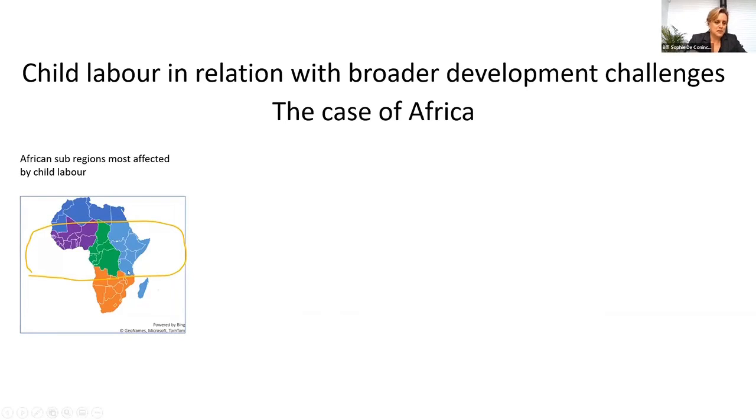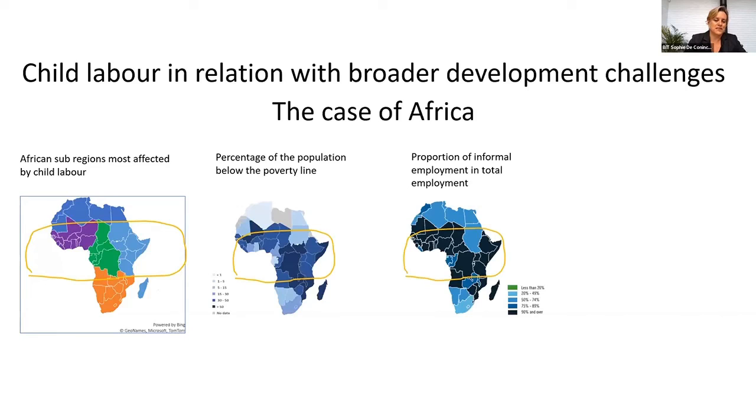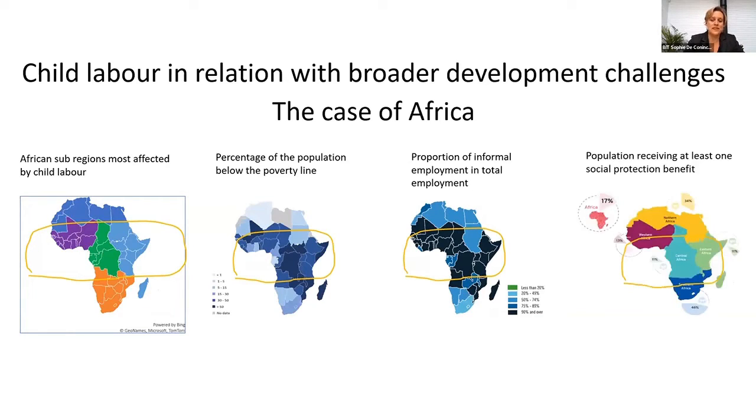On the left, you have the map of Africa, and the middle belt of Africa, Western, Central, and Eastern Africa, these are the three most affected sub-regions in the continent, and the same sub-regions are the ones with the higher percentage of population below the poverty line. These are also the same regions where there's a high proportion of informal employment in total employment. And these are also the same regions where there's a very low social protection coverage. So this type of analysis that we need to pursue is again very helpful to help set policy priorities that are specific to the region.